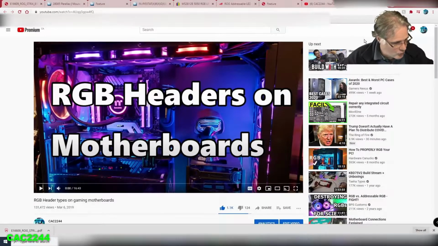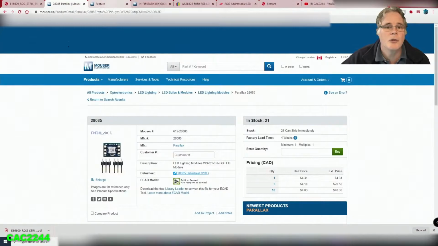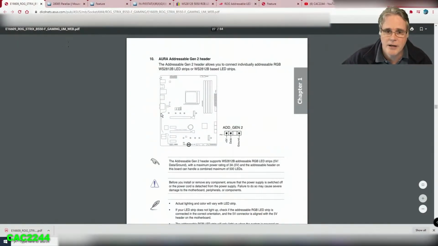Since I've got the screen on, I'm going to show the page of your motherboard, the B550F Gaming. That's page 15. It's got the addressable RGB port, Gen 2: 5 volt, data, nothing, and then ground, all right? And this is what it says. It supports WS2812B addressable RGB lights, LED strips, 5 volt, data, ground, with the max power rating of 3 amps, 5 volt, and the addressable header on this board can handle a combined maximum of 500 LEDs. That's a lot, all right?